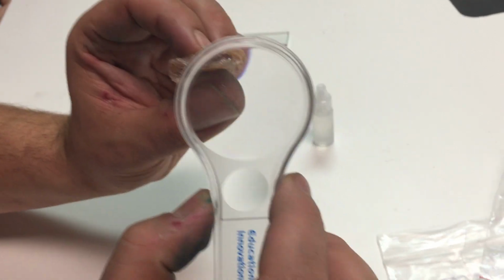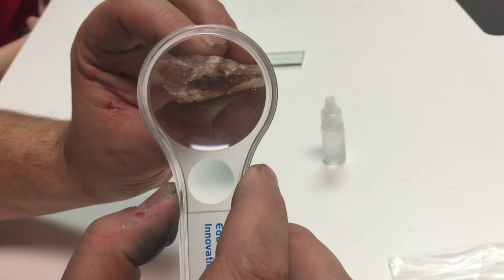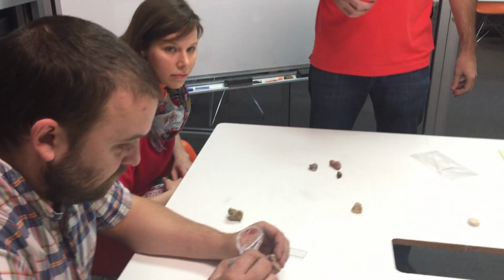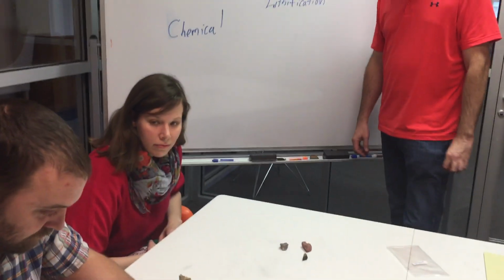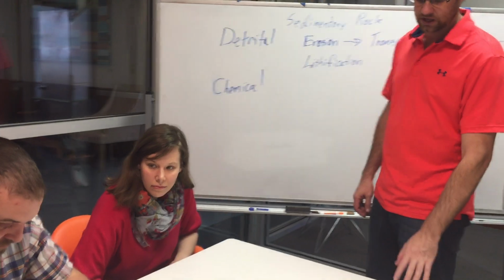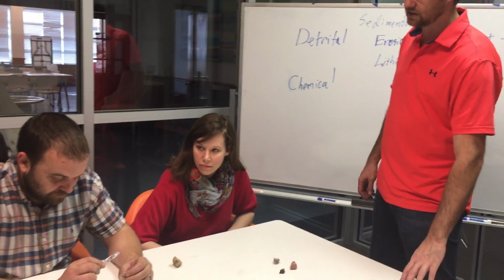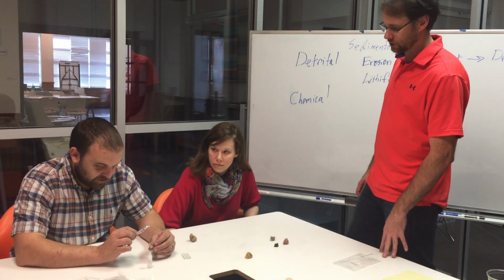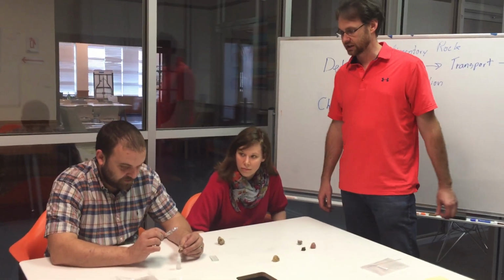I think it's going to be really hard to see that through the camera, but give it a shot. Okay, go ahead, Mike. Take a close look at that and tell me if you think it's made of interlocking crystals or of individual rock fragments. It does look like interlocking crystals. Okay, and that's correct. It is interlocking crystals.